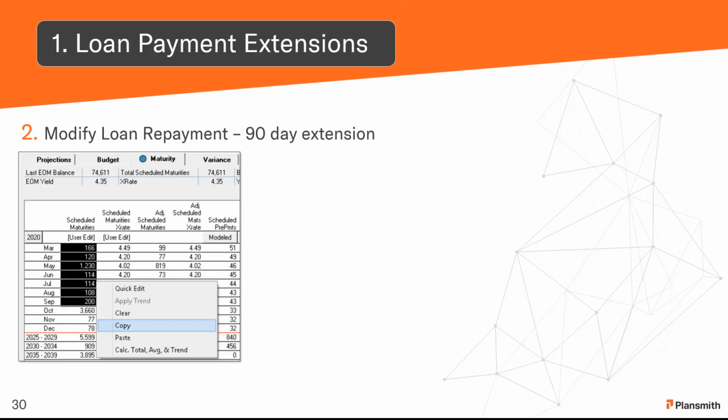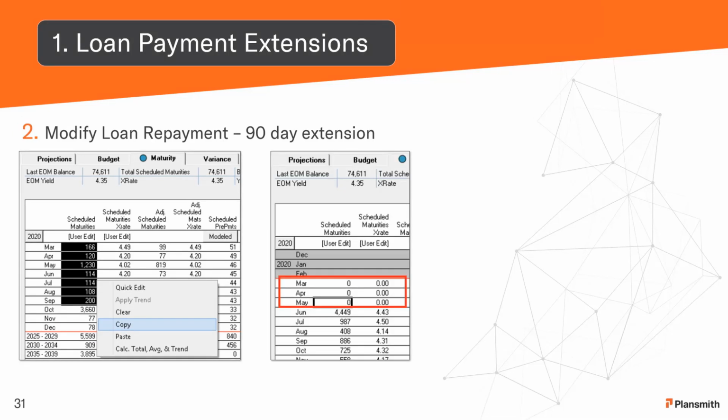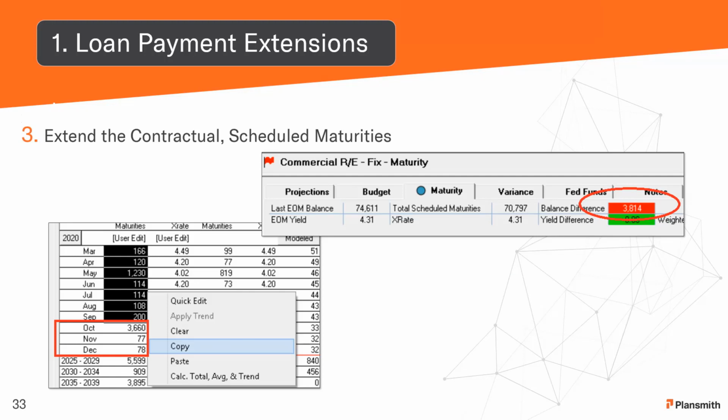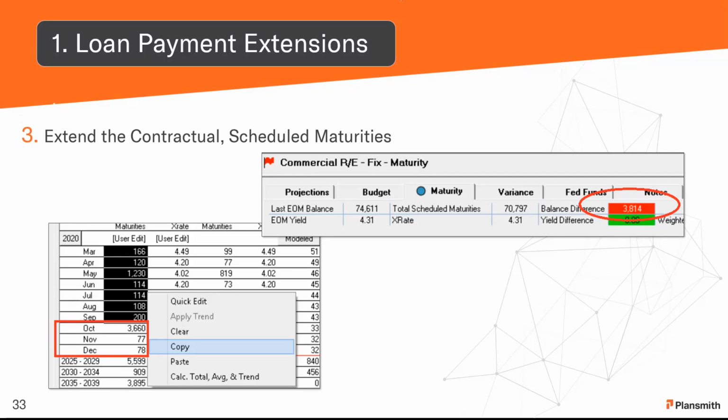Start by highlighting the scheduled maturity column through September 2024 and select Copy. Manually zero out maturities and exit rates for the next 3 months, then paste the copied values beginning the very next month. You'll be out of balance by the amounts that were zeroed out and overwritten by the paste function, but that amount will be displayed as the difference in the ribbon at the top of the Maturity tab.